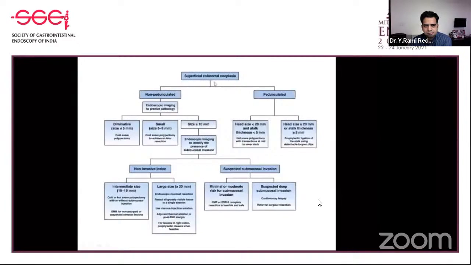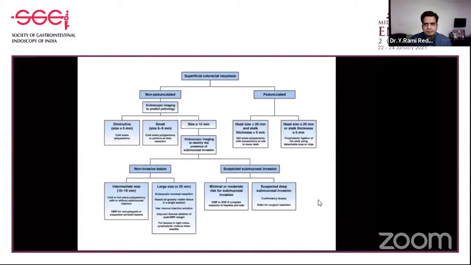Now, is there a superficial colorectal neoplasia? Is it non-pedunculated or pedunculated? If it's pedunculated, look at the stalk size. Is the head size small and the stalk thickness less than 5 millimeters? You can do a hot snare polypectomy. This is a little older article. You can also do a cold snare, based on the stalk thickness.